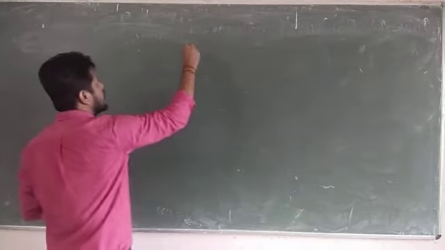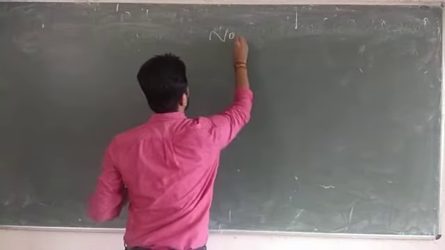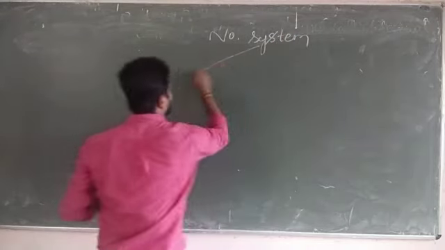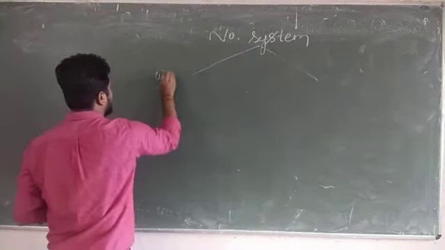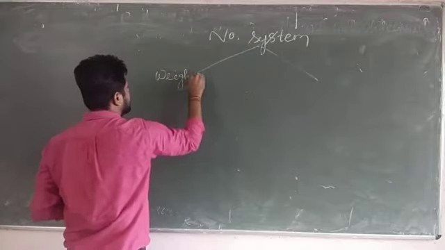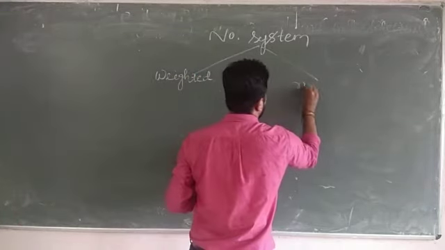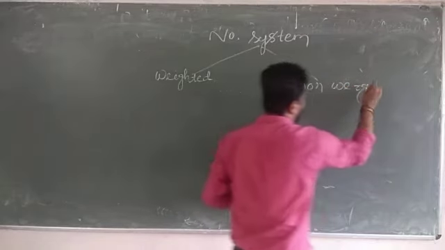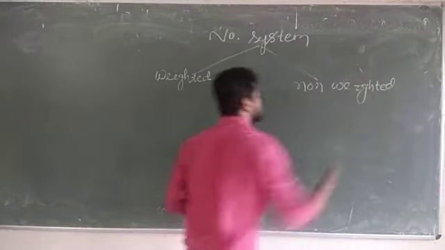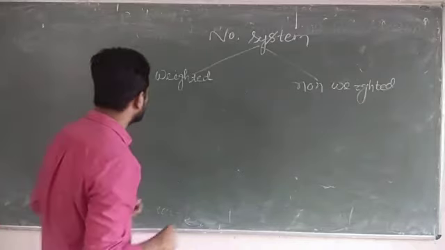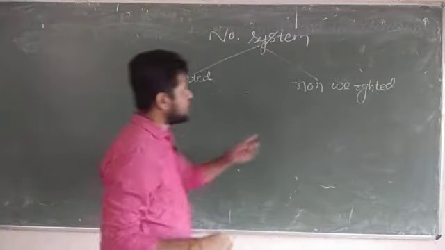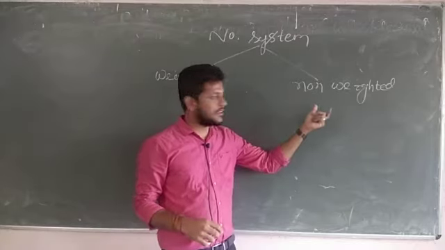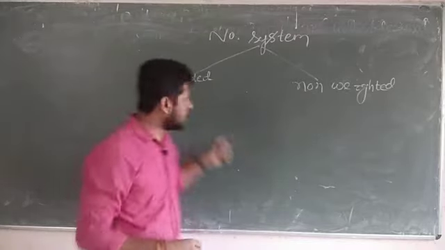Earlier I told you that we have two types of number system, that is weighted and non-weighted. Till now, whatever we have discussed all belongs to the weighted number system. In the non-weighted number system, we will study about XS3, gray codes, and like that. First, we will cover the weighted number system.